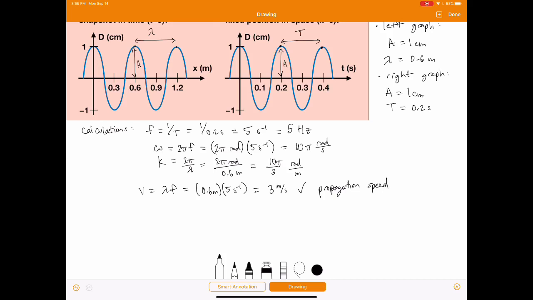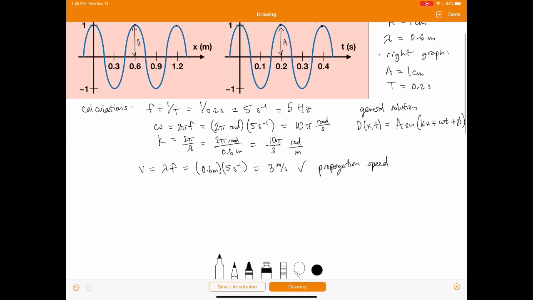And at this point, I'm just going to write on the side the general solution for this wave. d of x and t is A times sine of kx minus or plus omega t plus phi. Now this particular wave happens to move in the minus x direction, which tells us that when we think about the general formula, we should be using plus omega t. Yeah, plus omega t.